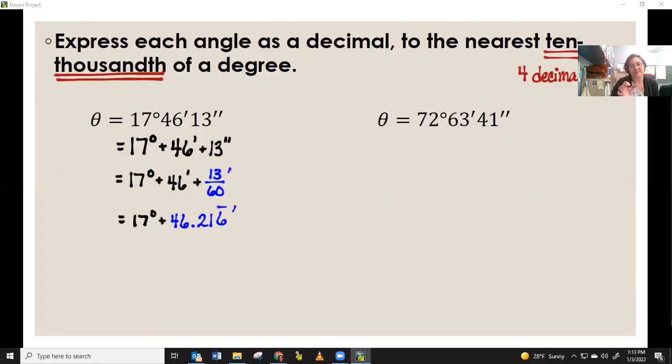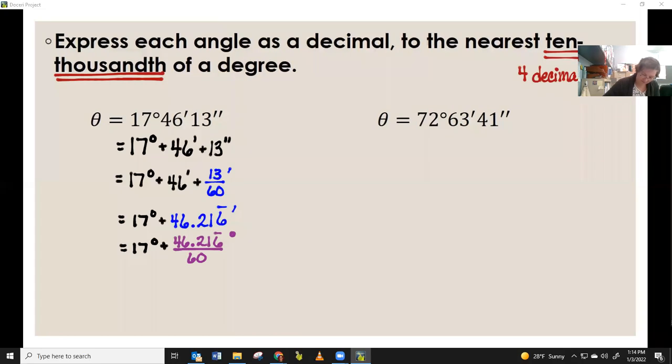What do I do to the minutes to convert it back into degrees? What do I do to the minutes to turn it back into degrees? Divide again. We're going to divide by 60 again. So 46.216 repeating divided by 60 is going to turn this back into degrees.